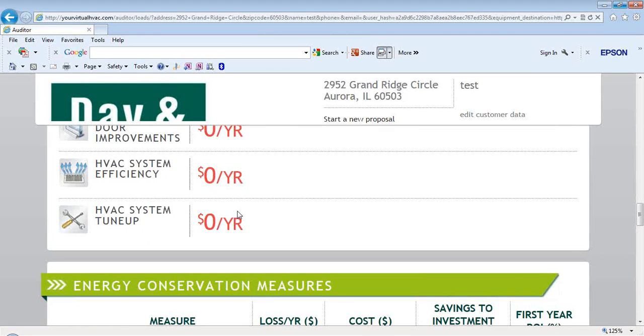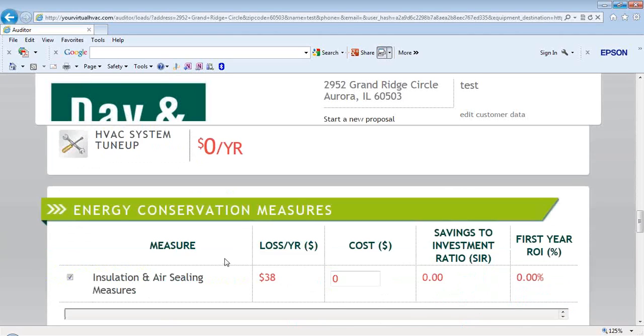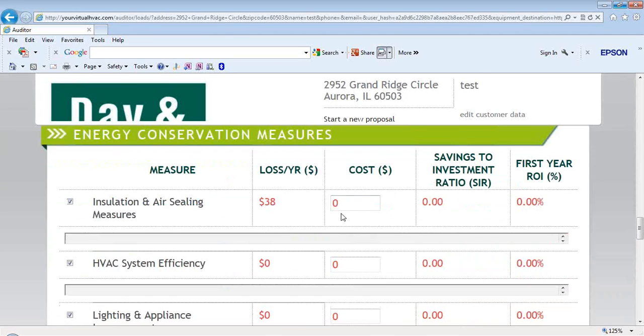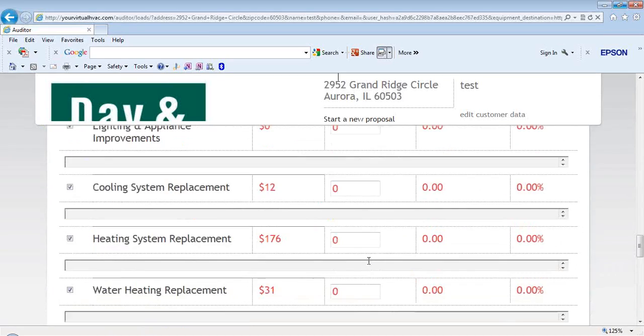But had you picked those, they would show up here. Then what you can do, if you want, is put the costs in for each of these things. I don't have any idea what the costs are, so I'm just going to make up numbers for the sake of argument. Let's say that the new attic insulation cost me $500. And let's say I didn't do that one, didn't do that one, didn't do that one.